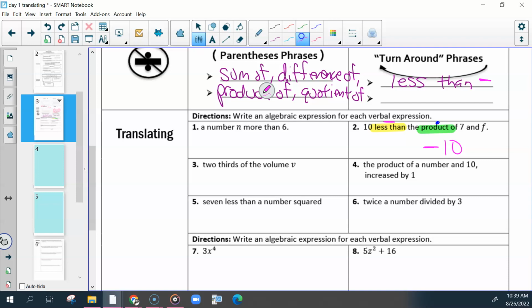The product of, so that tells us these two things are being multiplied together, 7 and f. We could write them with the dot in between, but we don't need to do that. We could just write them next to one another. In front of our subtraction, we would just write 7f. There's an implied dot here, but because it's implied, we don't need to actually do it. Questions on that one?